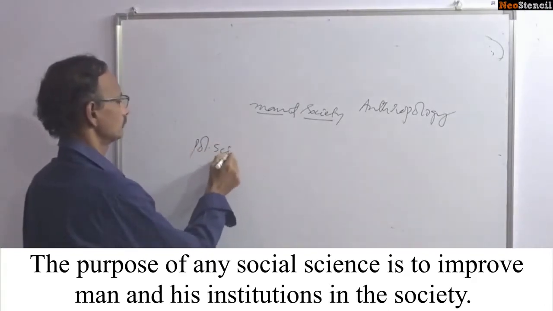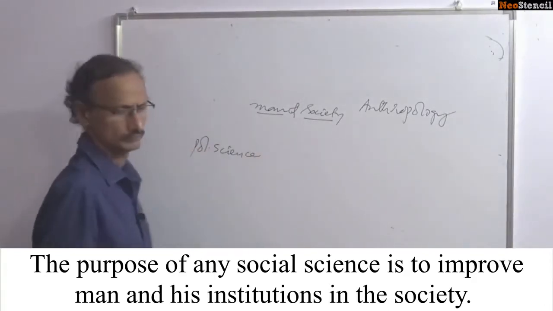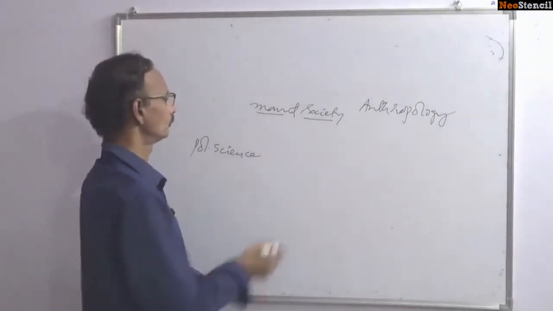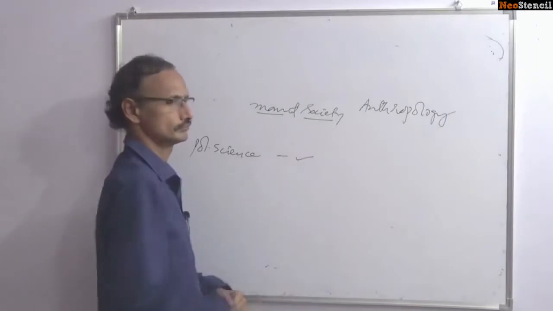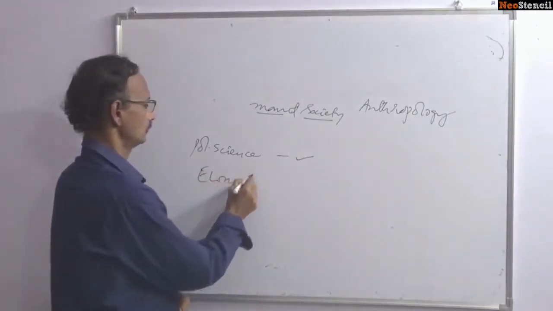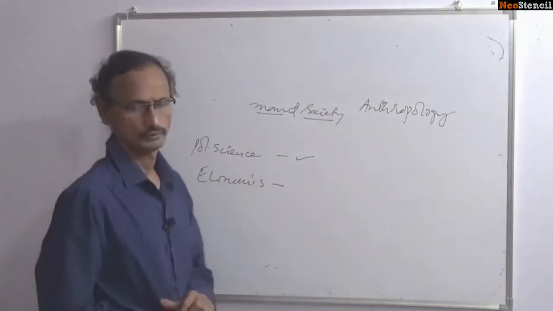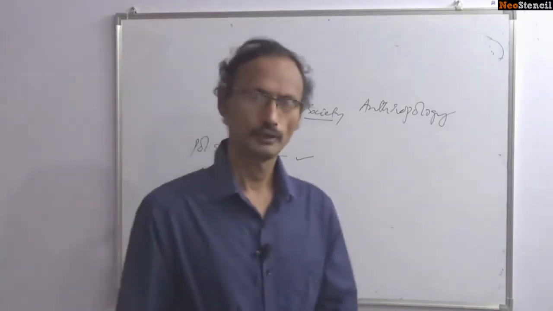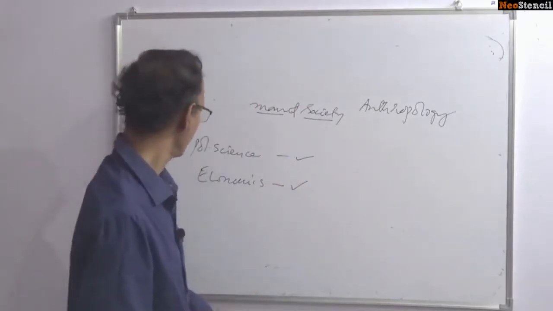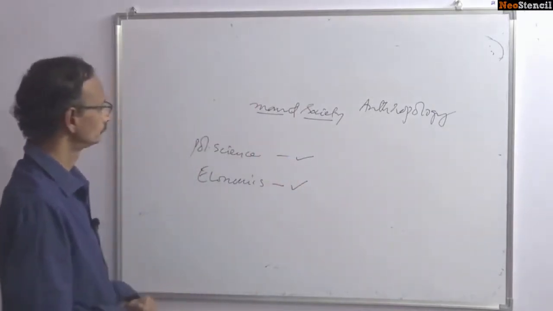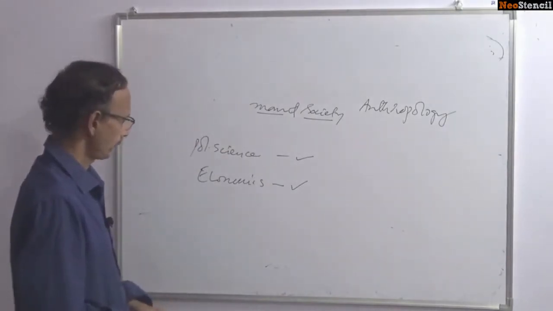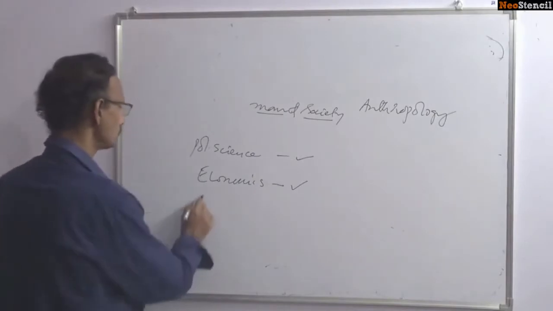Political science tries to study and improve political institutions. Economics tries to study and improve economic institutions. And history.